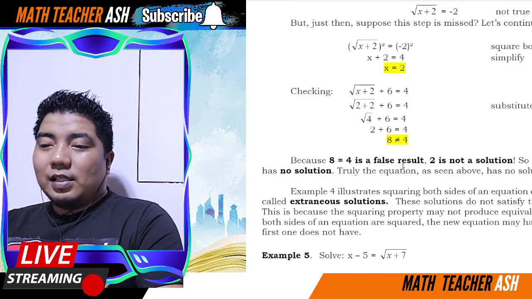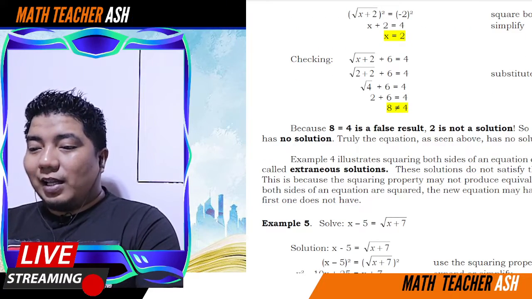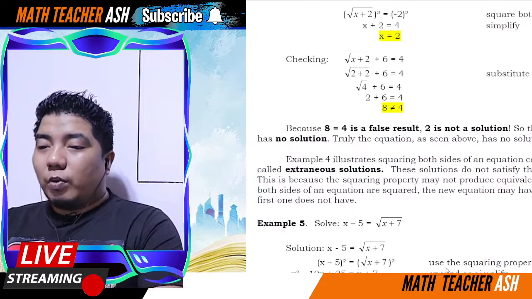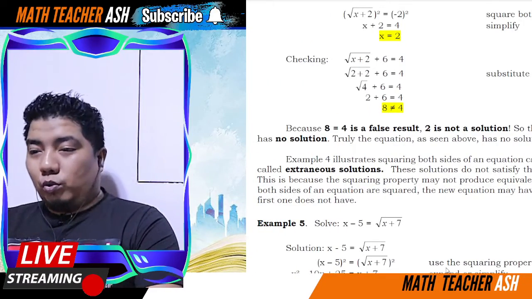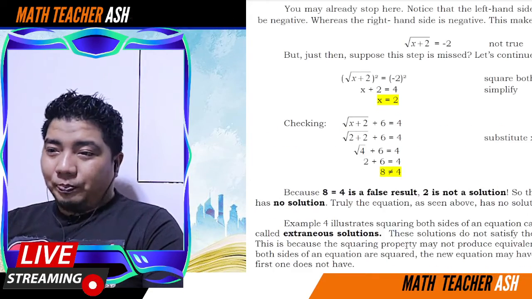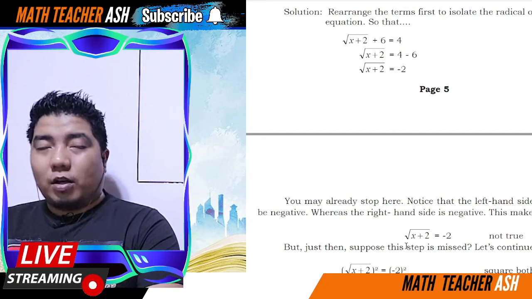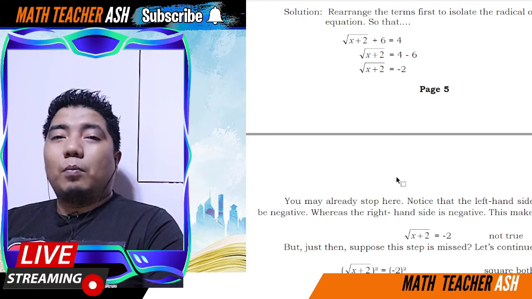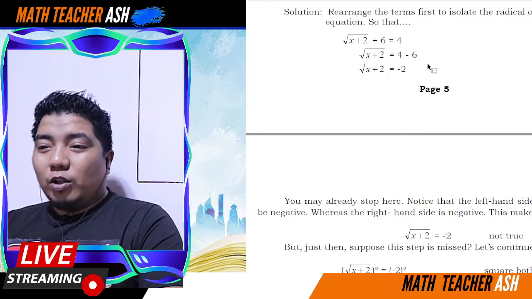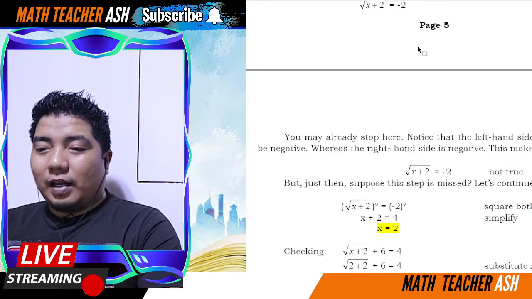Now, since, as we can see, my dear math learners, because 8 is not equal to 4, it is a false result. 2 is not a solution. So, the original equation has no solution. Truly, the equation, as seen above, has no solution. So, basically, my dear math learners, according to this example, we don't have any value for our x. Though, na-solve na natin siya, so technically, hindi pa rin tama.